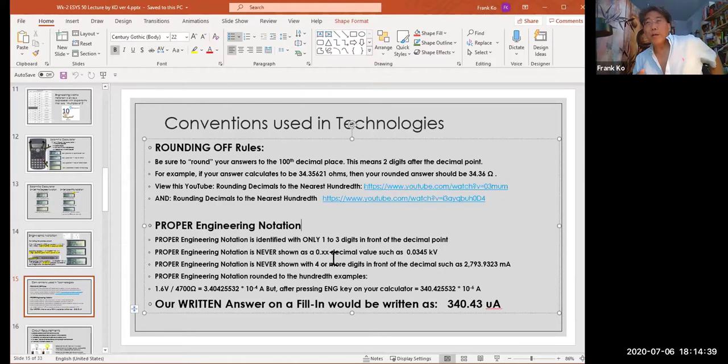The next bullet point says proper engineering notation is never shown with 4 or more digits in front of the decimal point, such as my example: 2,793.9323, and then I threw in a milli and then amps. I got milli in there, but I still have 4 digits in front of my decimal point. Our rules are 1 to 3, not less than 1, which is a decimal, not more than 3, which is 4 and up.